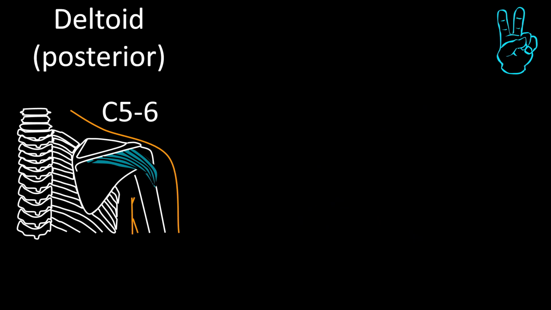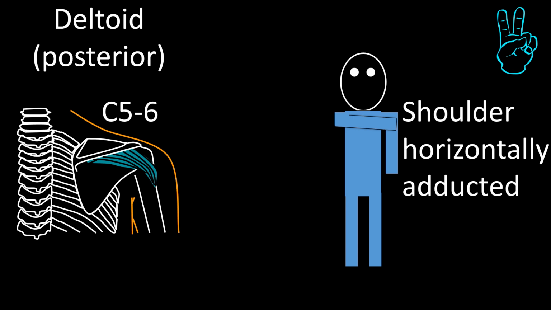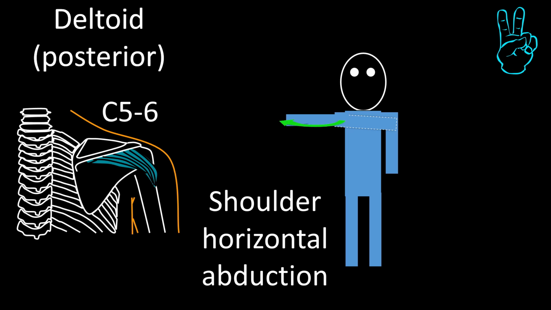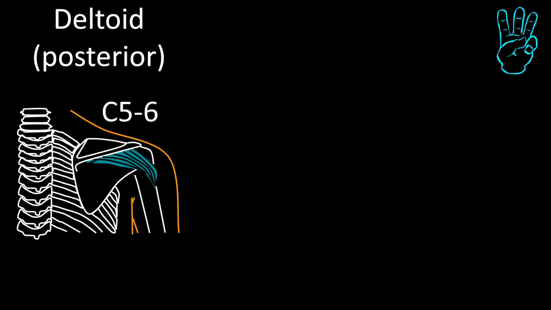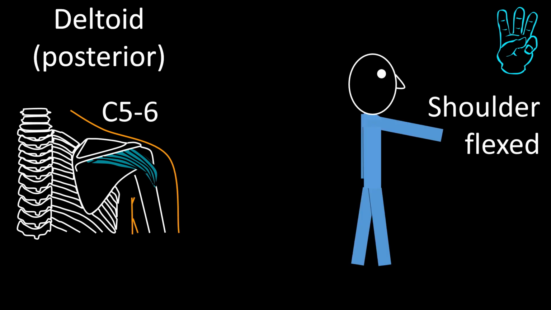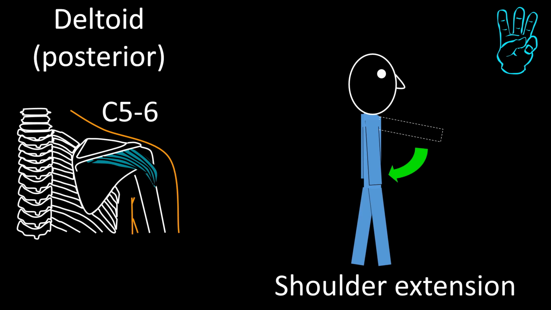The second action is from shoulder horizontal adducted position. Contraction of the posterior deltoid swings the arm outwards. That is, it causes horizontal abduction, as I have represented in this frame. And a third action, from shoulder flexion position: shoulder extension.